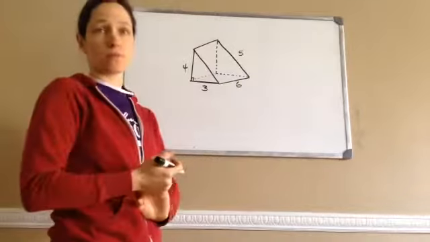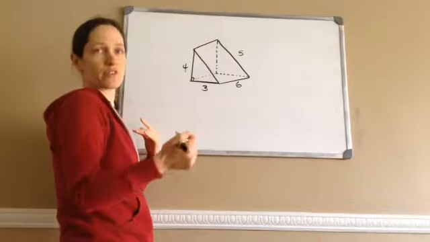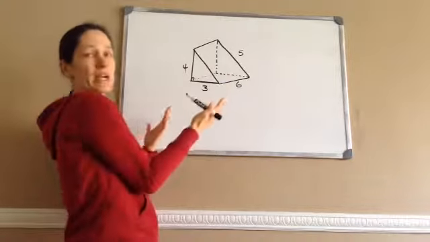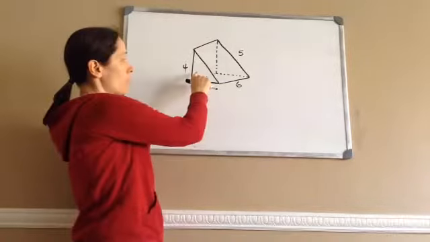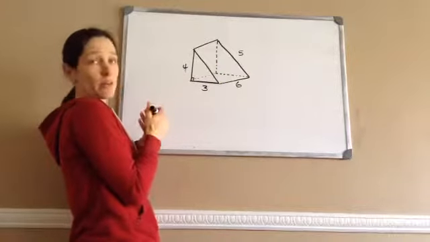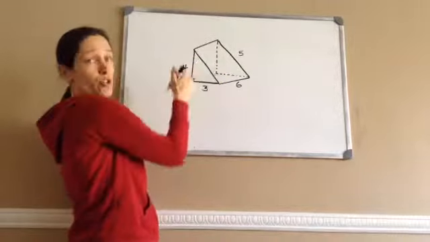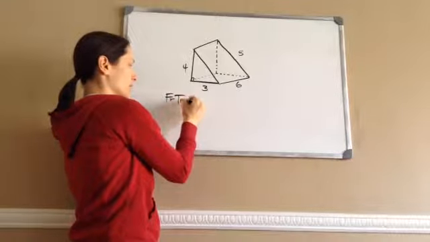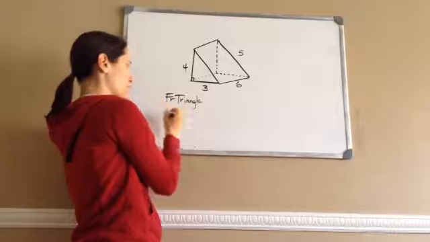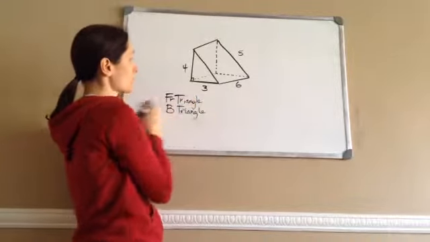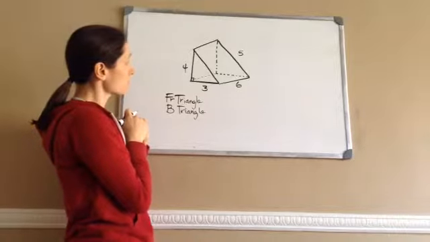Alright, so label some of the surfaces for me. What kind of surfaces do we have? The bottom, the side, the two faces. Okay, so let's talk about the faces. So let's do the front triangle. So I'm going to put FR triangle. And then I'm going to put the back B triangle. Okay, what else we got?